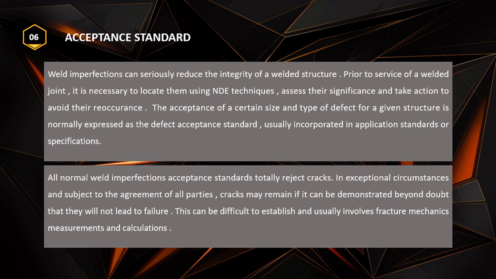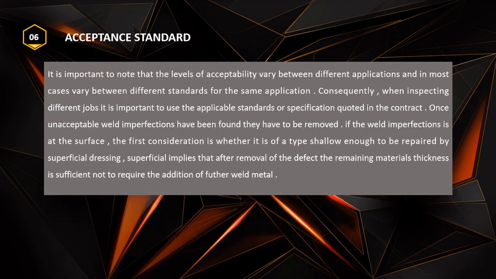Next, it is important to note that the levels of acceptability vary between different applications and in most cases vary between different standards for the same application. Consequently, when inspecting different jobs, it is important to use the applicable standards or specification quoted in the contract.